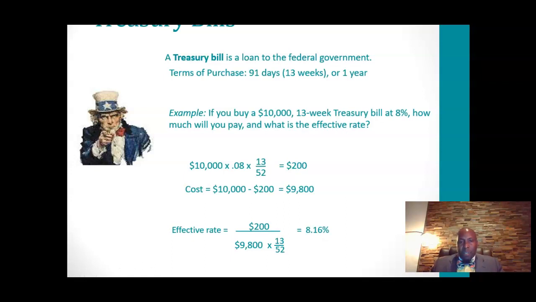So the effective interest rate will be 8.16%. So in this case, if you're buying a Treasury bill, it's good for the effective interest rate to be higher than the stated rate of interest because now you're earning interest. In the previous example, you're actually paying out interest. So if you're earning interest, you want the effective rate to be higher than the stated rate. If you're paying interest, you want the stated rate to be the same as the effective rate.